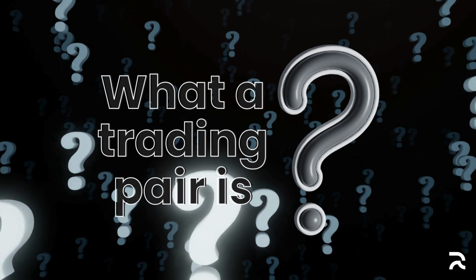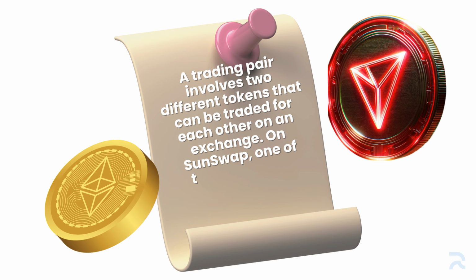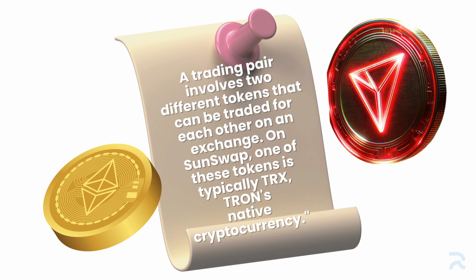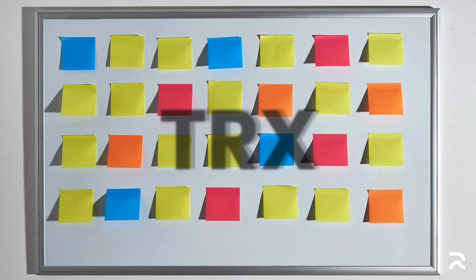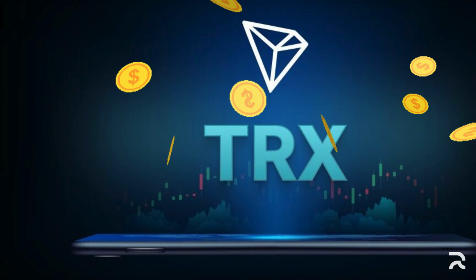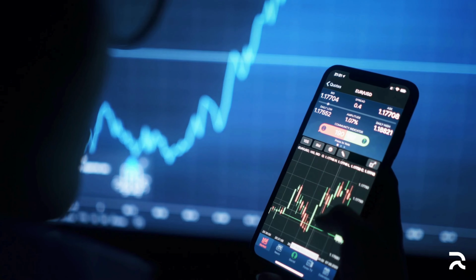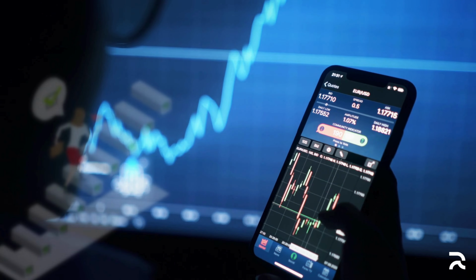Before we begin, let's understand what a trading pair is. A trading pair involves two different tokens that can be traded for each other on an exchange. On SunSwap, one of these tokens is typically TRX, TRON's native cryptocurrency. Creating a trading pair on SunSwap involves a few simple steps.